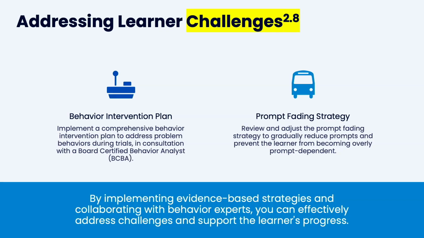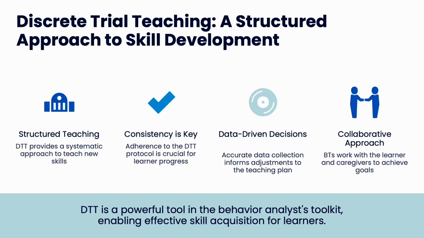You want to make sure you're implementing this with those behavior intervention plans, which we'll talk about. Sometimes with DTT, they engage in problem behaviors because it's more difficult. If that's continually happening, again, I just wouldn't use DTT. And then prompt fading. You also need to know how to prompt fade and be good at prompt fading to do this. This DTT is a really structured, systematic approach to teach new skills.